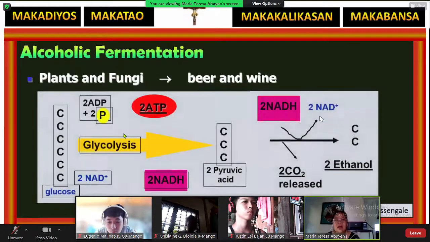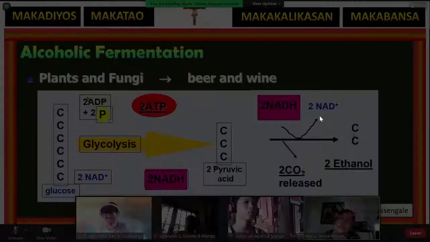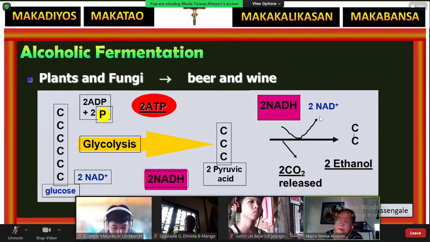So let's take alcoholic fermentation, which is possible in plants and fungi. So plants and fungi undergo alcoholic fermentation to produce alcoholic drinks. Okay? So beer and wine are a few of the products of alcoholic fermentation.